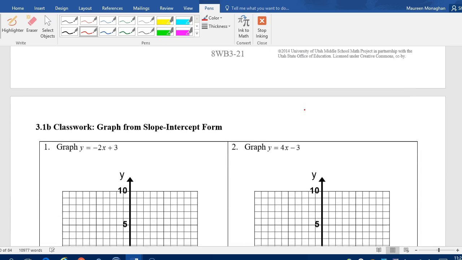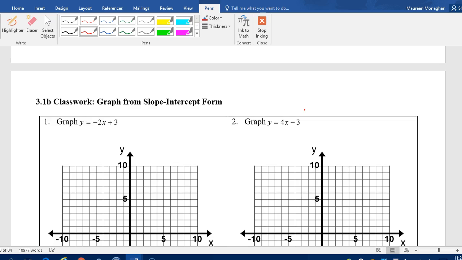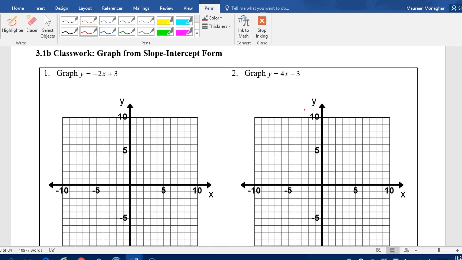Always, always, always. We're already at the classwork. So guess what? That's the end of the video. It's your lucky night. All right, this concludes our lesson on graphing from an equation.